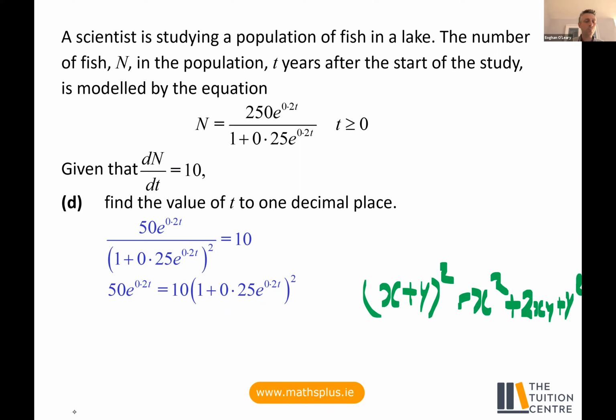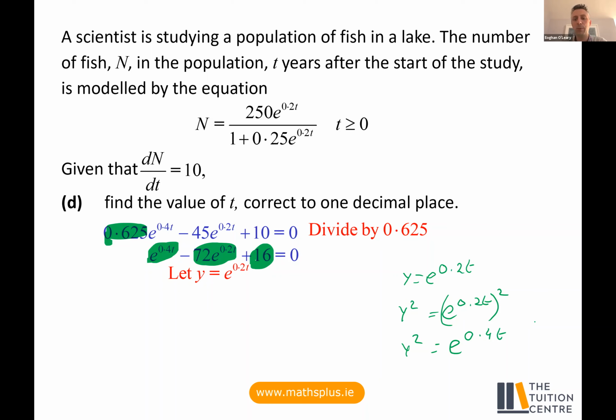Well, if I say y equals e to the power of 0.2t, then y squared is going to be equal to e to the power of 0.2t, all squared. In indices, remember, one power raised to another power, we multiply those powers together. So I get e to the power 0.4t. That's exactly what I have here, e to the power 0.4t.